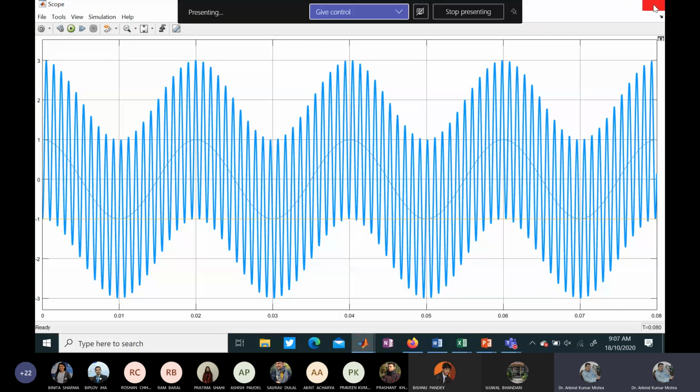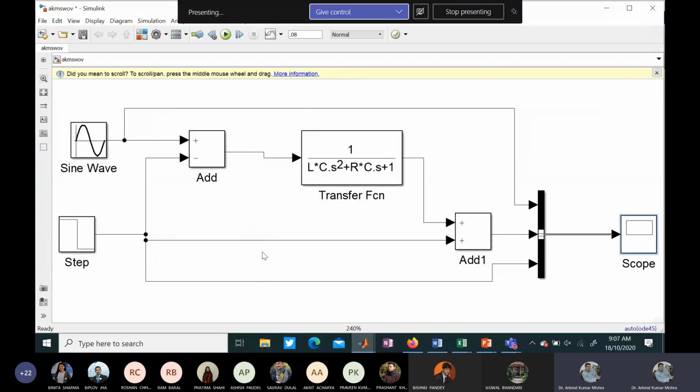Now, you have seen that whether it is a lossless or lossy line, in the worst case, that is, the switching is at the peak instant of the sine wave and the trapped charge was -1, the maximum overvoltage is reaching up to 3 pu.